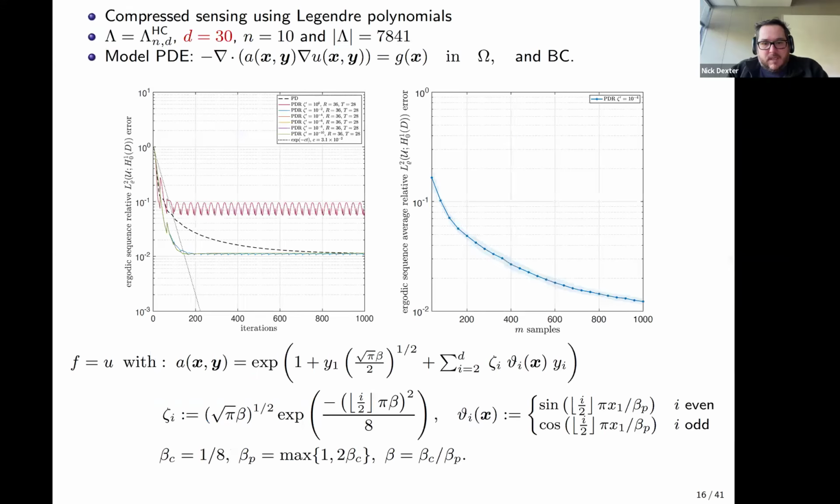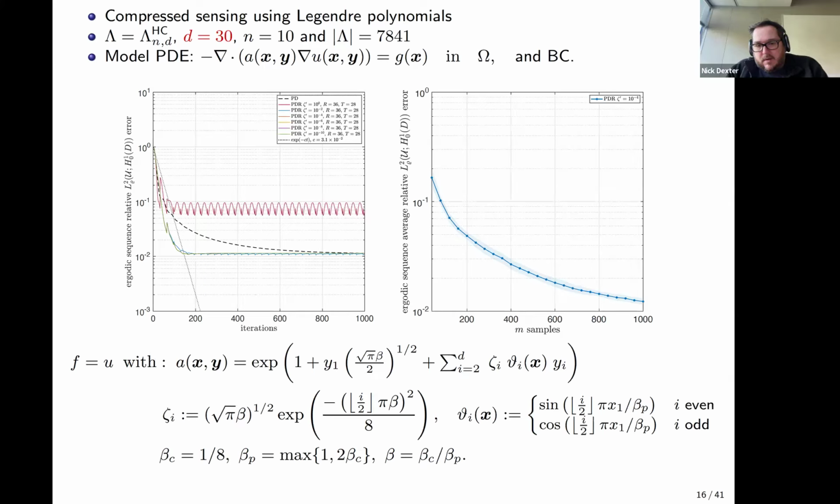When we go to a higher dimensional example with a more complicated coefficient, obviously things are going to change. It is a 30-dimensional example now, and N is set to only 10 as opposed to 184 in the previous, and cardinality here is about 7,800. But now we have this more complicated log transformed diffusion problem with this corresponding to the squared exponential covariance kernel.